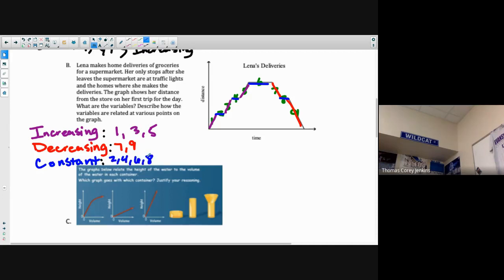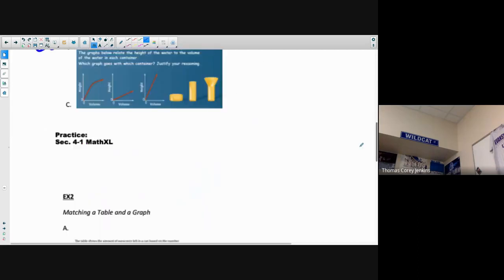All right, and then the real world tie-in says, what are we doing? We're showing distance from home or distance from the store. So it looks like in this interval right here, from here basically to here, this person is driving away from the store. Here the person is probably delivering the groceries if we read through the problem. And in this interval, the person is driving back with 1 stop. Okay. All right. So looking at example C here.